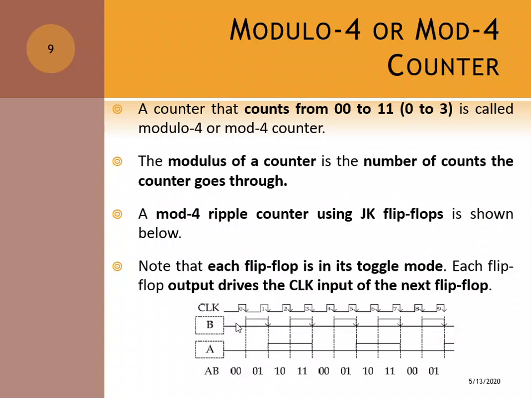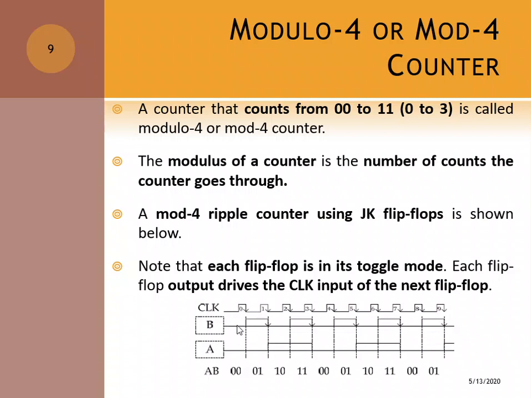Maksudnya B ni akan serve sebagai clock kepada A. Okay. Then bila anak panah untuk B ni jatuh ke bawah, then A will change from 0 to 1. Bila anak panah ni change again downward, 1 change to 0. And then when the clock of B ni jatuh lagi ke bawah, A ni change lagi to 1. And then finally to 0. Dia alternately.